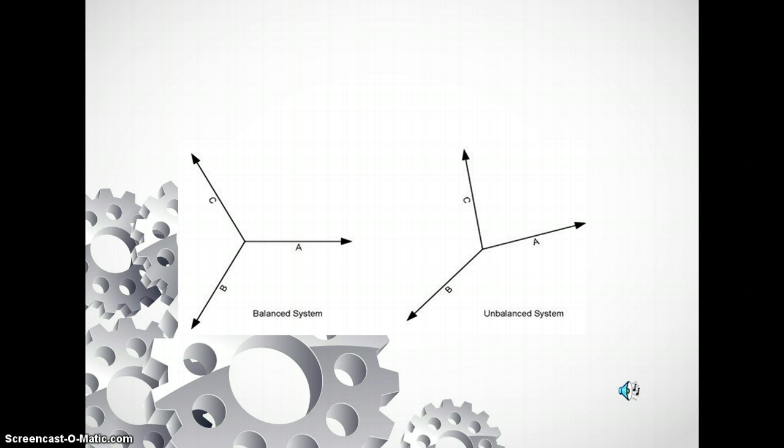The first figure shows a balanced system. Here, the voltages are equal in magnitude and lag each other by exactly 120 degrees. However, in an unbalanced system, we see that the voltages are not at 120 degrees to each other. This is an unsymmetrical system.